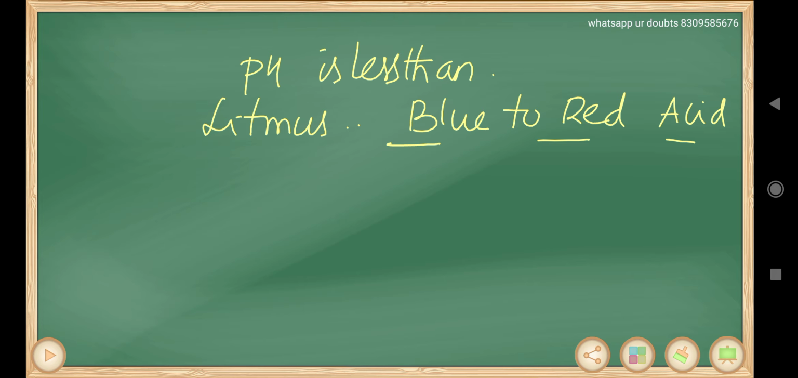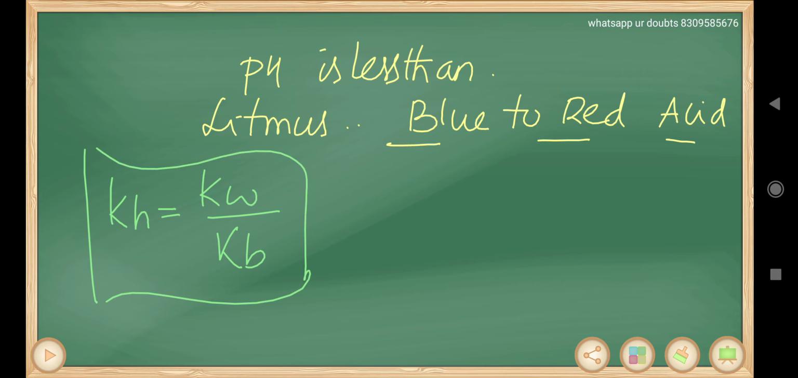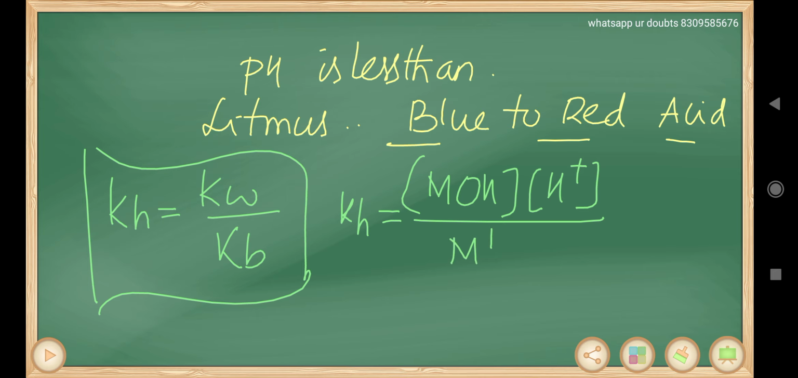The hydrolysis constant is given by KH. KH is equal to KW by, whichever is weak, that one you need to write here, KB. KH is equal to KW by KB. Or KH, if you want to write, you can write even like this: KH is equal to [MOH][H+] by [M+].